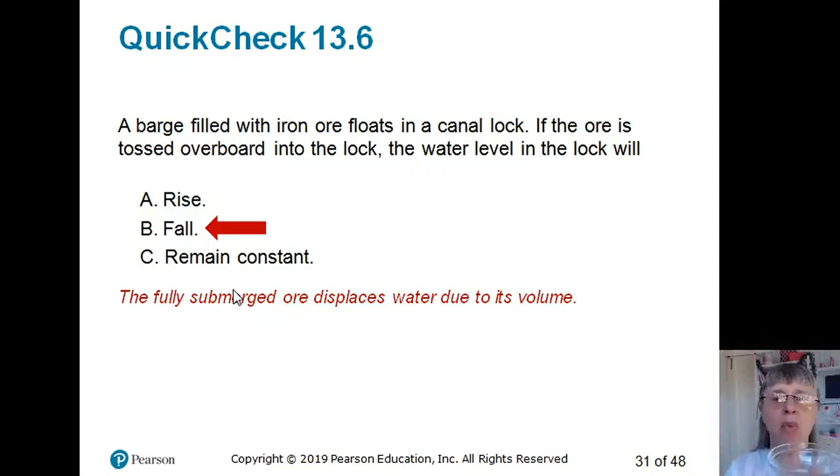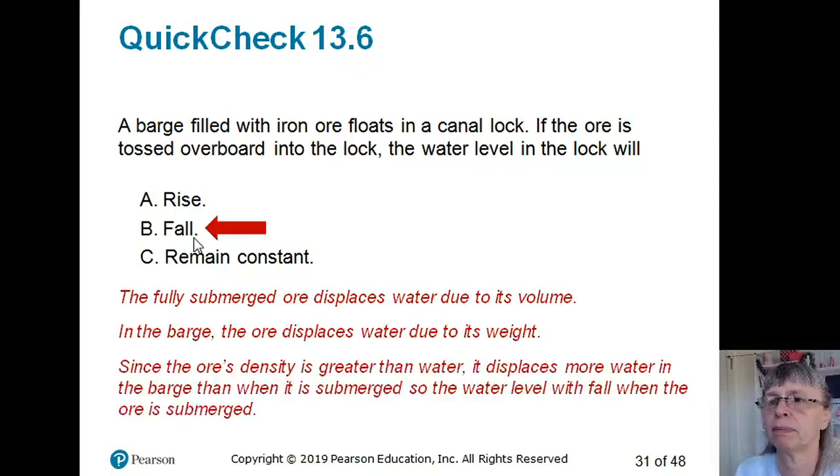But the easiest way to think about that is when it's in the boat, it is displacing its weight. When it's in the water, it's displacing only its volume. And since iron is heavier than water, its volume is going to be less than its weight compared to water. So the water level in the lock will actually fall because it will displace more volume floating than if it's in the water. So I'll give you a minute to read what I just said.